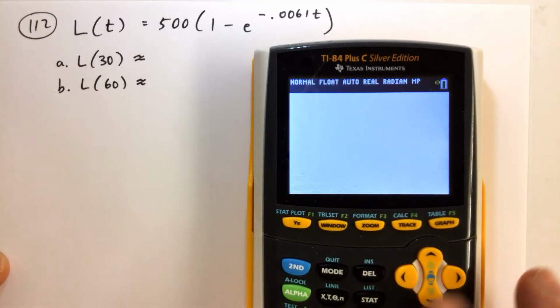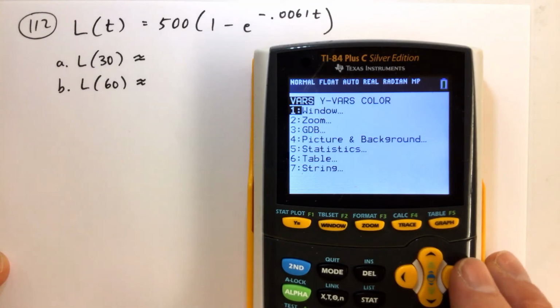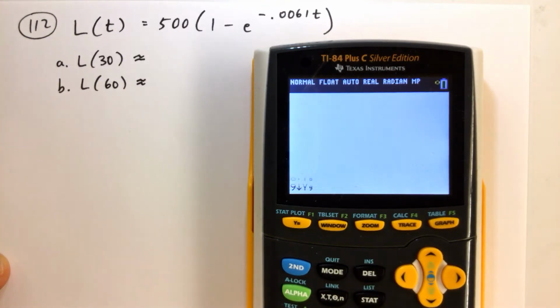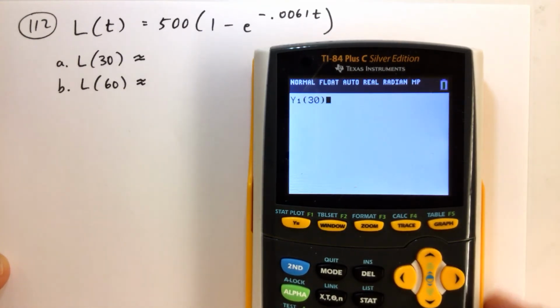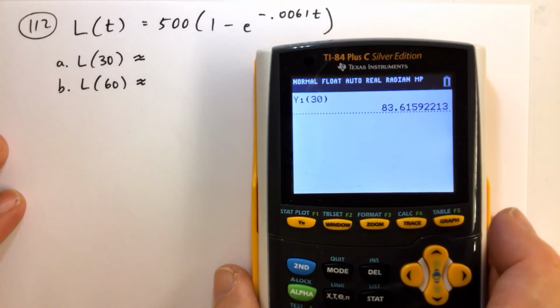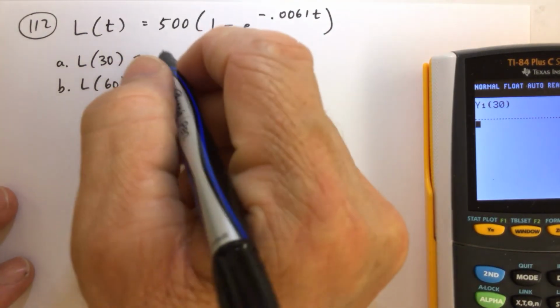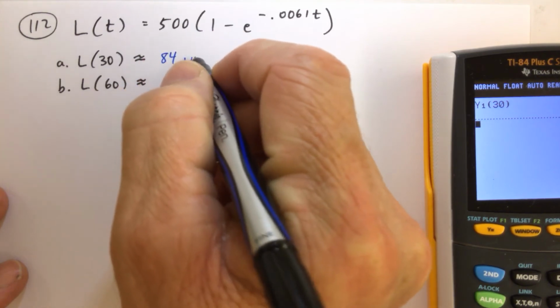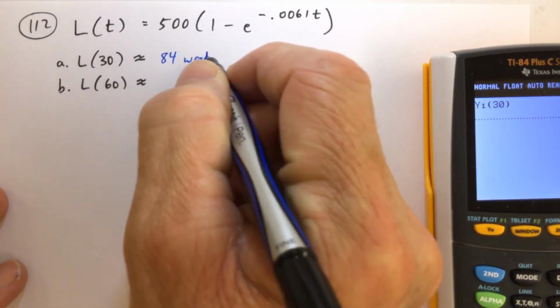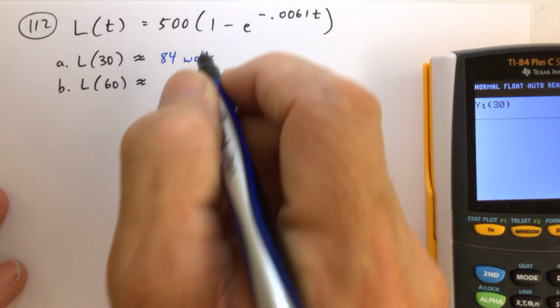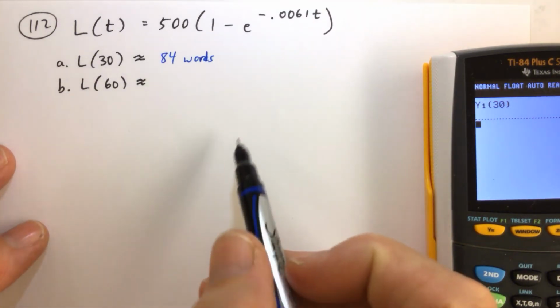We want to first find out how many words the student will learn after 30 minutes. So we're going to type in y1 of 30. And we see that the student learns about, let's round to the nearest number of words, 84. So about 84 words.